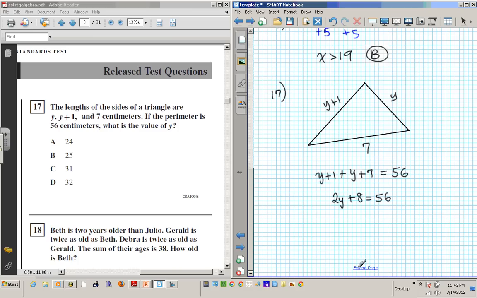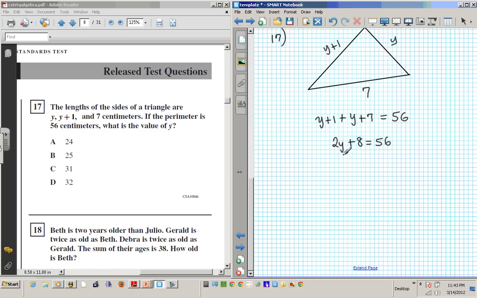So what are we looking for? The question asks us to find the value of y, so we need to get y by itself. So how do we do that? We subtract 8 and divide by 2. So subtract 8 from both sides. We have 2y equals 48. And then divide both sides by 2. We're going to have y equals 24. Alright, so our answer here for number 17 is A.